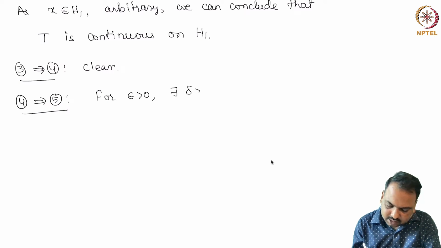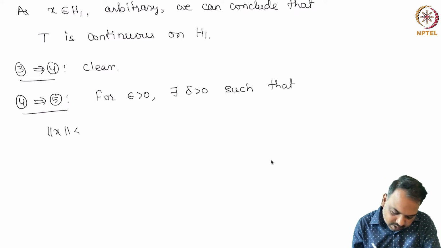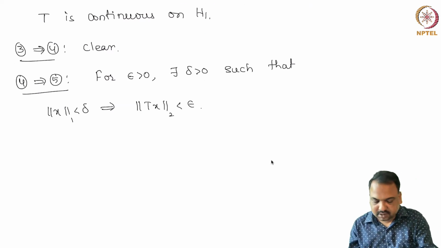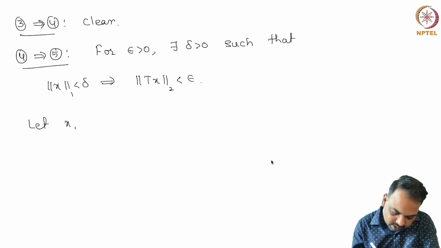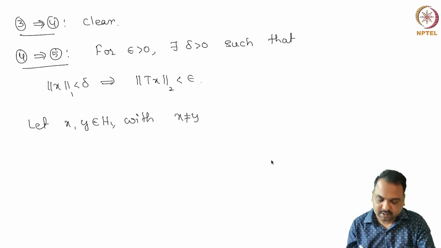there exists delta bigger than 0 such that whenever norm x is less than delta, this implies norm Tx is less than epsilon. So this is by definition of continuity at 0. Let us take x and y in H1 with x minus y non-zero, or we can say that x is not equal to y.